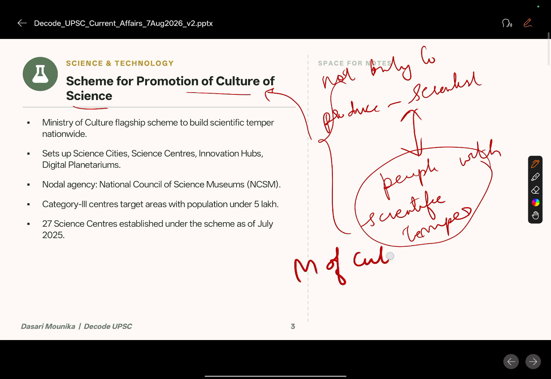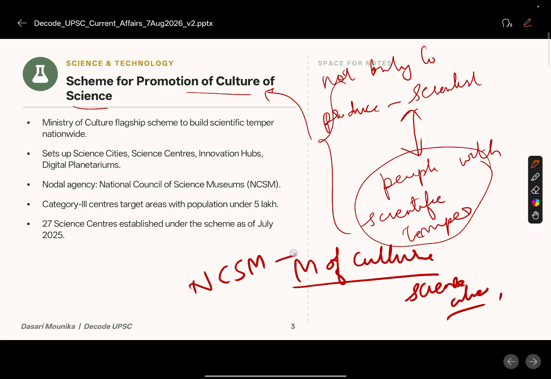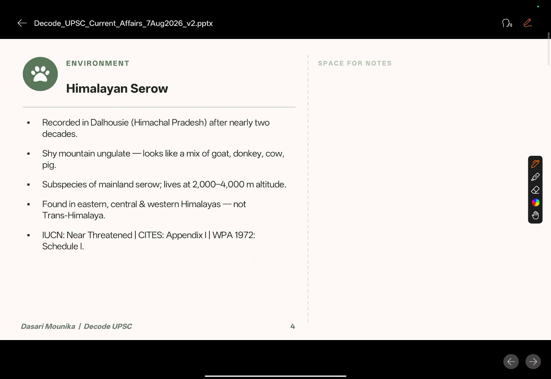Under Ministry of Culture, what it is doing is that under this scheme, it is going to set up science cities. Isn't it very interesting? Science cities, science centers, innovation hubs, digital planetariums, all of these are going to be set up under the Scheme for Promotion of Culture of Science. The National Council of Science Museums is going to be the nodal agency to take care of this scheme.